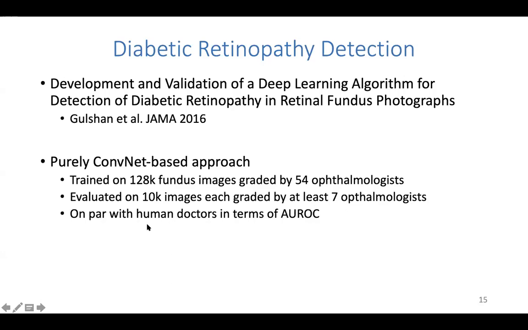And interestingly, or surprisingly, the performance of the ConvNet was on par with human doctors' performance in terms of AUC. The evaluation set was graded by 7 eye doctors, so it means it is on par with, on average, 7 human doctors in terms of AUC.